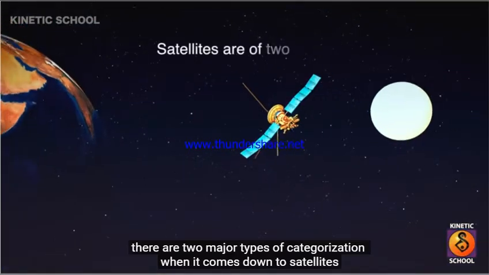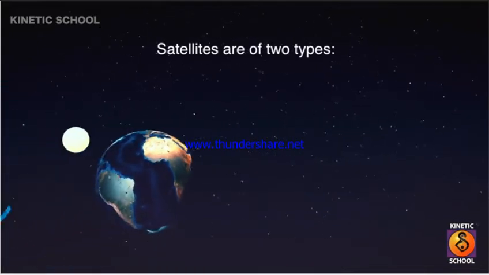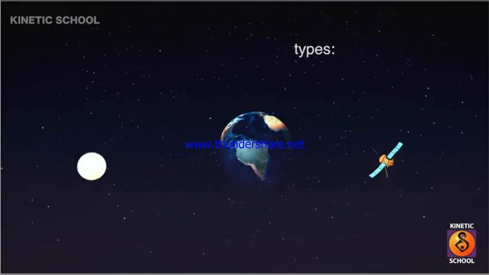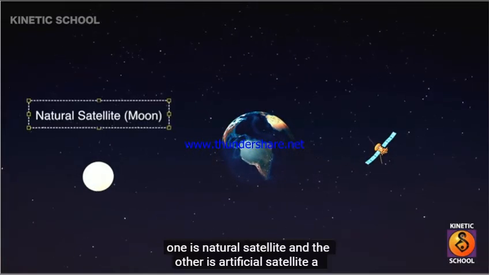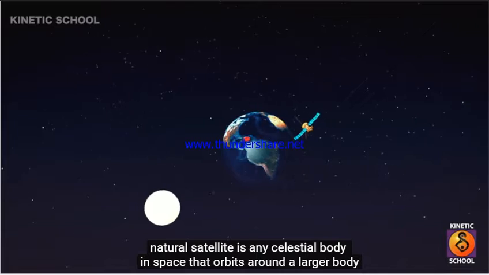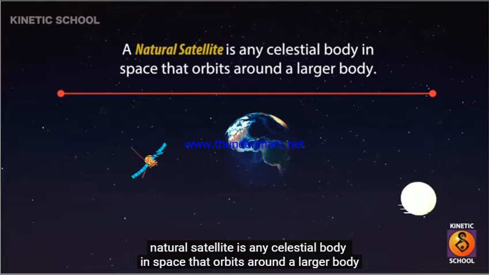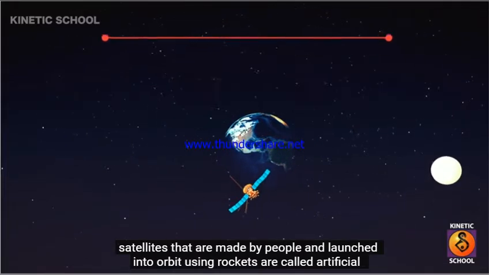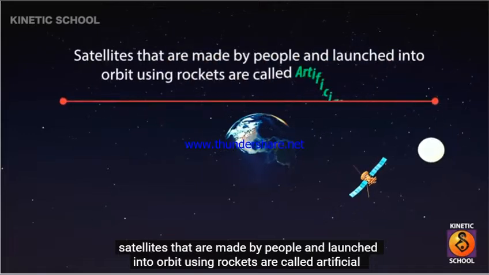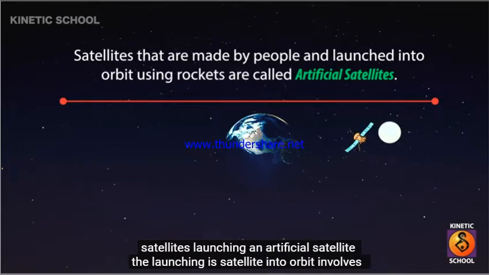There are two major types of categorization when it comes down to satellites. One is natural satellite, and the other is artificial satellite. A natural satellite is any celestial body in space that orbits around a larger body. Satellites that are made by people and launched into orbit using rockets are called artificial satellites.